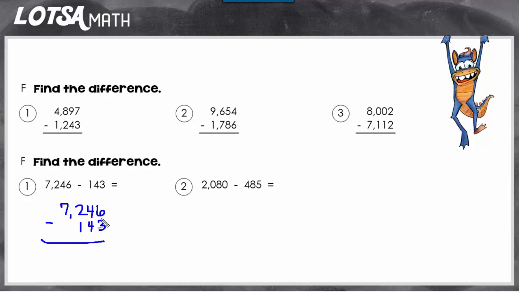Start in the ones place. 6 minus 3 is 3. 4 minus 4 is 0. 2 minus 1 is 1. And 7 minus 0 is 7.